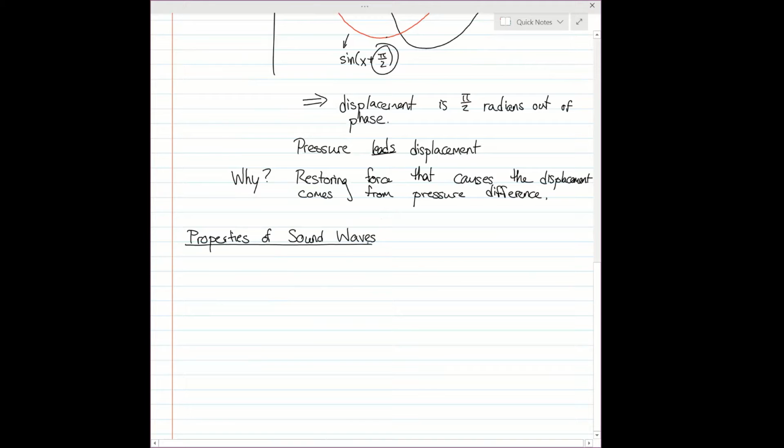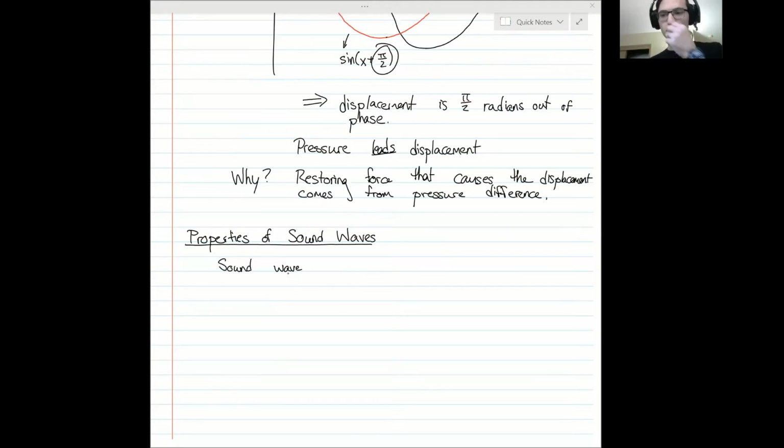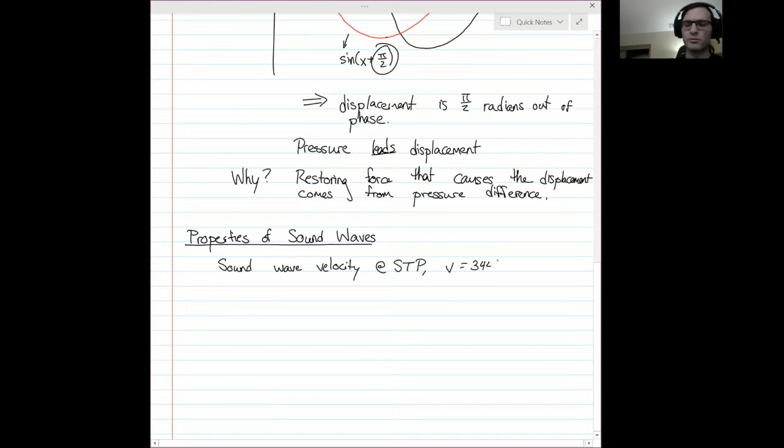These are things like speed and so on. So the sound wave velocity, or the sound wave speed, at standard temperature and pressure, which is STP, that's what it means, standard temperature and pressure, has a value. There just is a speed of sound at atmospheric pressure and like 20 degrees Celsius or something. And it is 344 meters per second. Just is what it is.